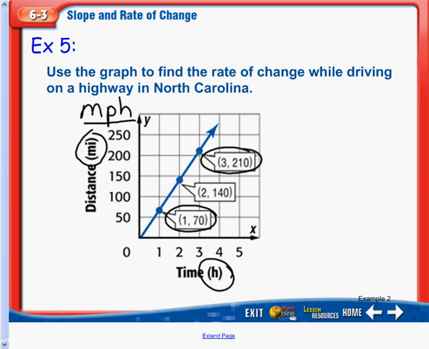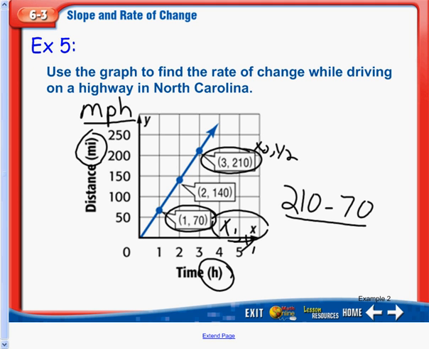Again, I'm going to make this bigger one our x2, y2. I'm going to make the smaller one our x1, y1. Because again, we're subtracting the first set from the second. So 210 is going to be on top, subtracting 70. And then my x points are 3 minus 1. So 210 minus 70 is going to give me 140. 3 minus 1 gives me 2.